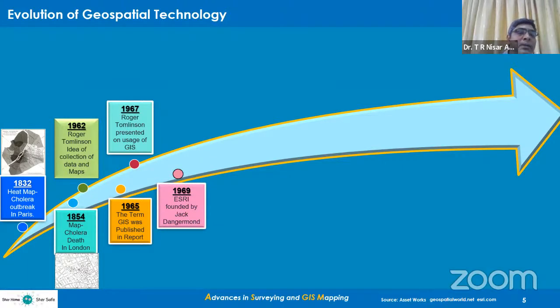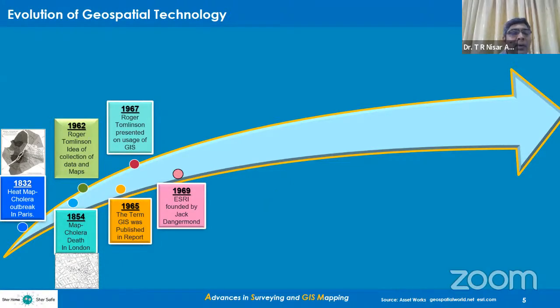I should make a note here that Dr. Roger Tomlinson died in 2014, and he is called the father of GIS, or geographic information system. In his memory, every year GIS Day is celebrated across the globe for his contribution to the geospatial technology.